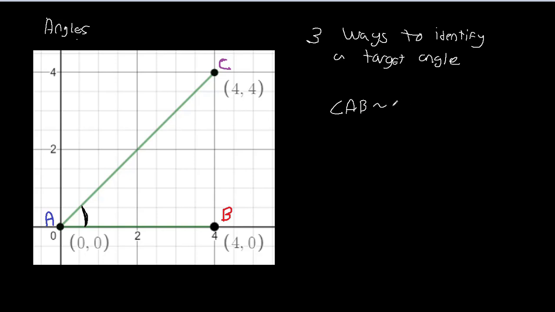or BAC, right? So going from C to A to B is the same as going from B to A to C. And we put a little angle symbol above it like this, or you'll see sometimes before this, angle CAB. Right? These three things are equivalent. And this is just a way of designating, hey, we're looking at the angle that is designated by CAB. So this is one way that you'll see it.